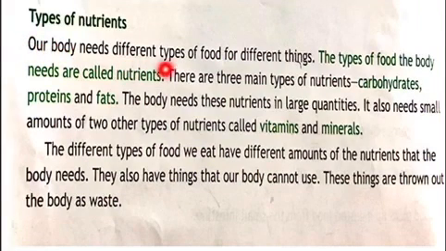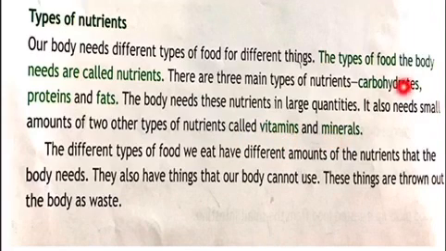Our body needs different types of food for different things. The types of food the body needs are called nutrients. There are 3 main types of nutrients: carbohydrates, proteins, and fats. These are the 3 main types of nutrients which the body needs in a large quantity. We need these nutrients in large quantities. The 2 types of nutrients which are needed in a very small quantity are vitamins and minerals.